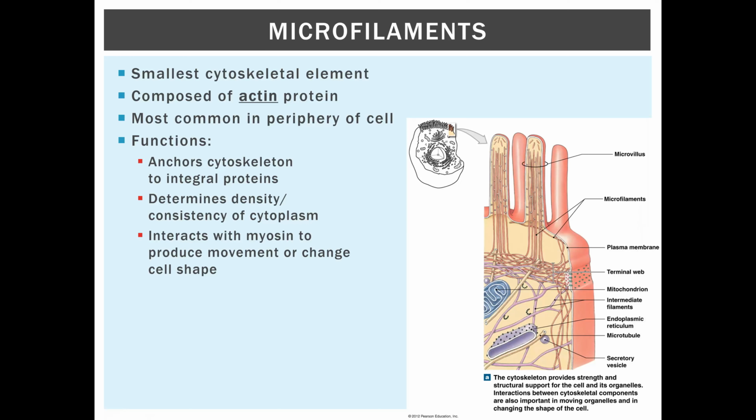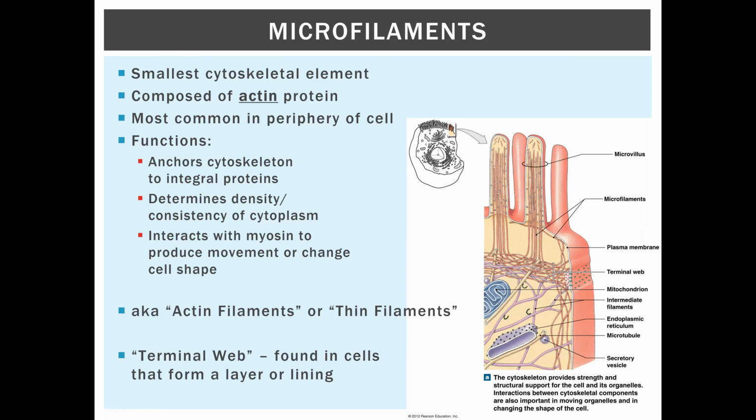Actin can interact with a protein called myosin to produce movement or change cell shape. And this is a very key point to how muscle cells function, which we will see a little bit later in chapter 10. And microfilaments can also be called actin filaments or thin filaments. So you'll see all 3 names used interchangeably.